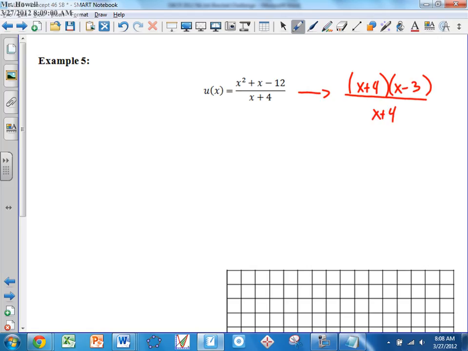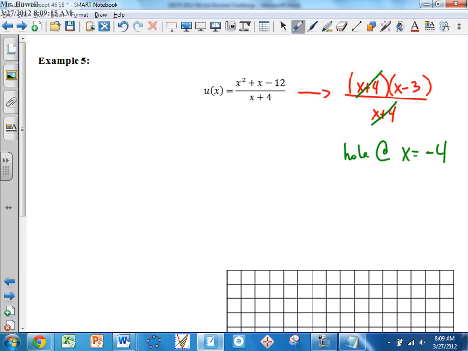Okay. Now, what do you notice right away? There's a hole in the graph, right? Where's the hole at? Good. Negative 4, not 4, right? That's the first thing we start with right away.